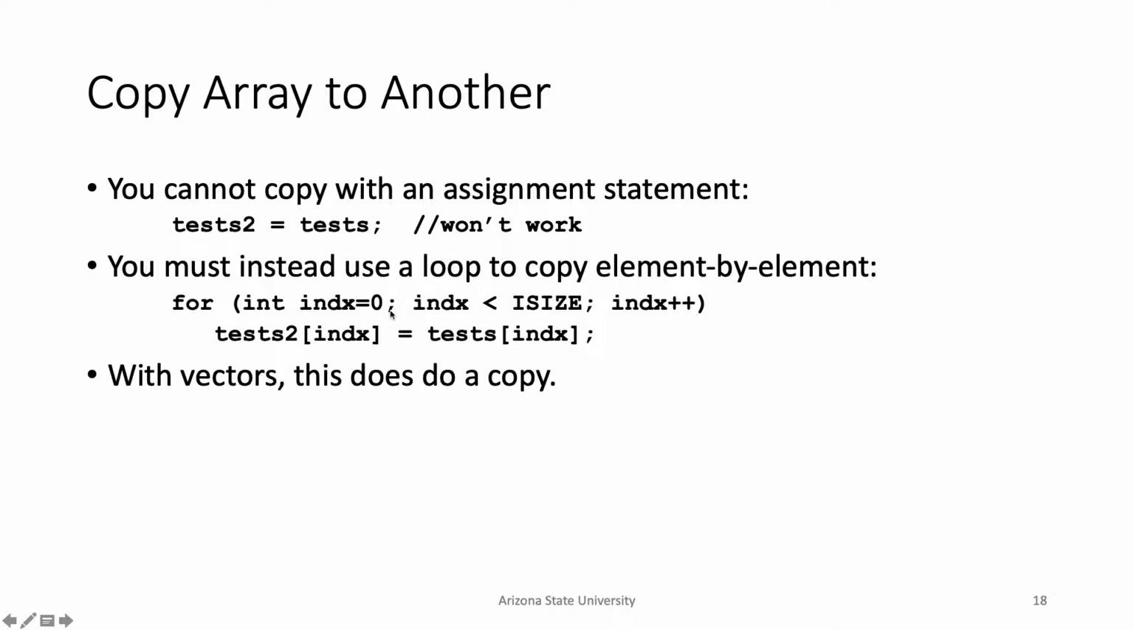So what you could do instead is, and this would be a legitimate use case of using the actual indices, just loop through the tests array, and at the same index, assign whatever value is in here over to here.